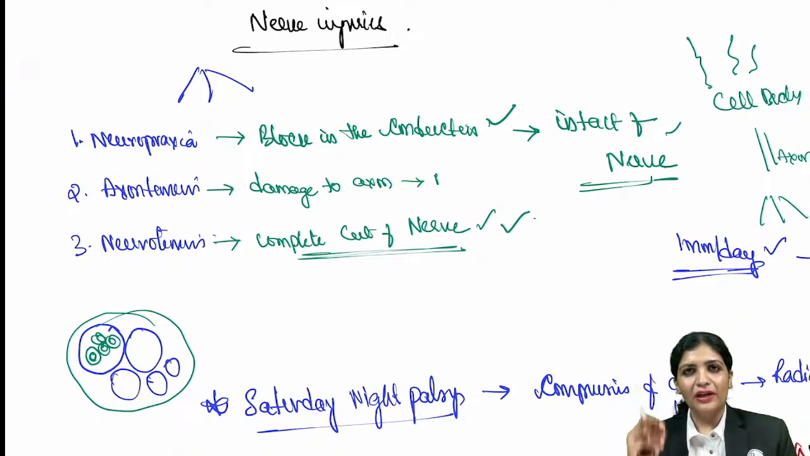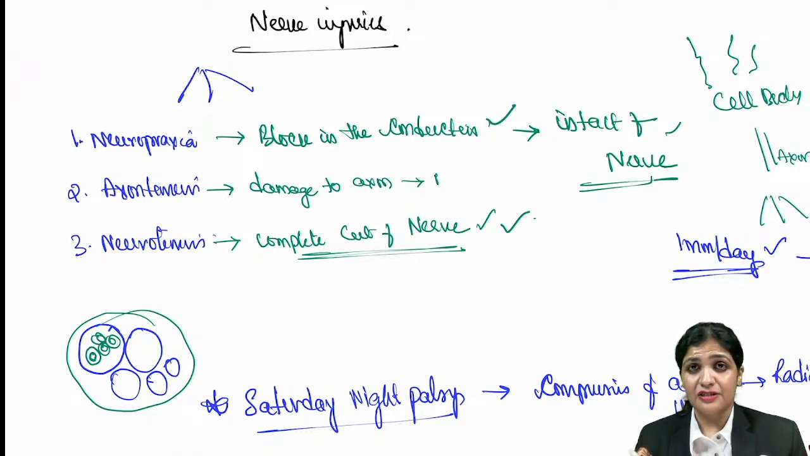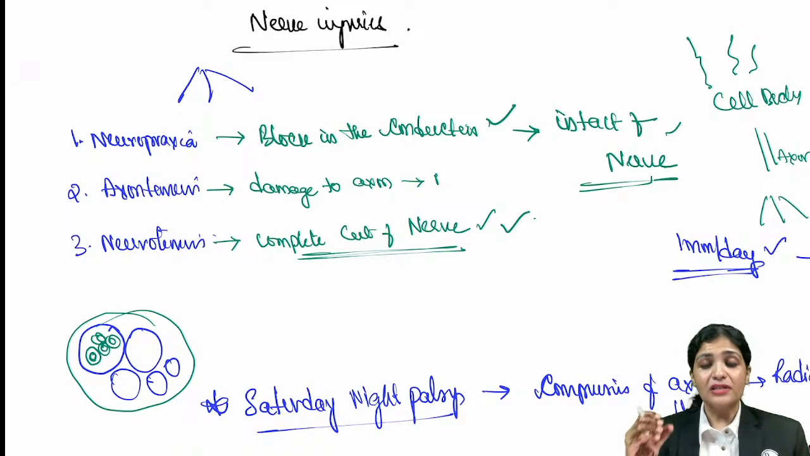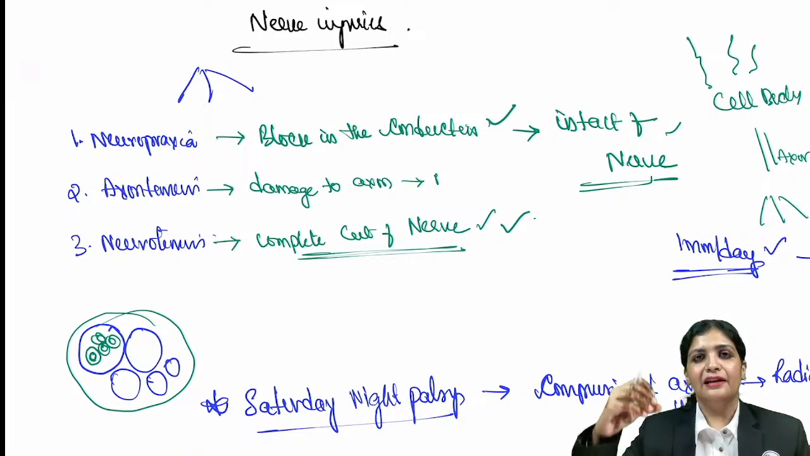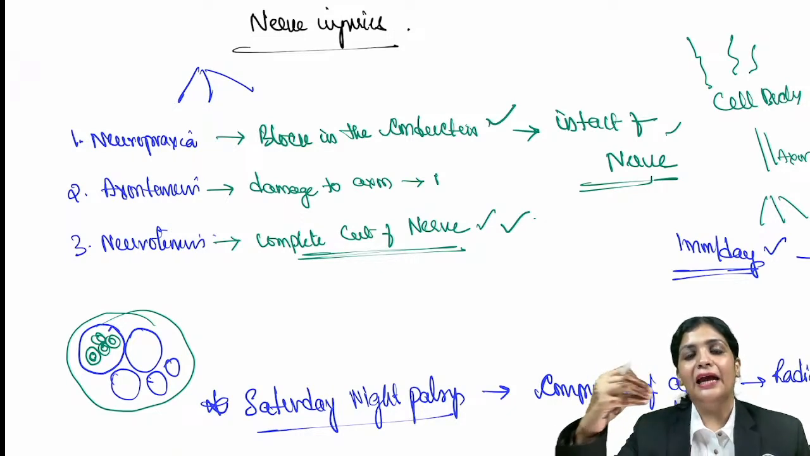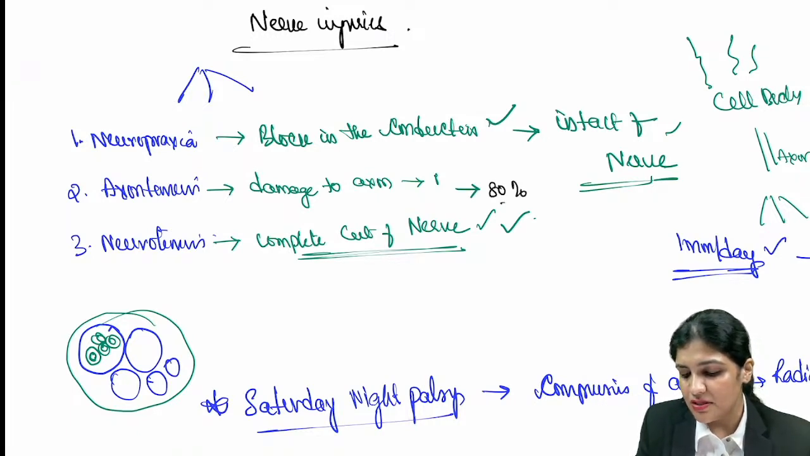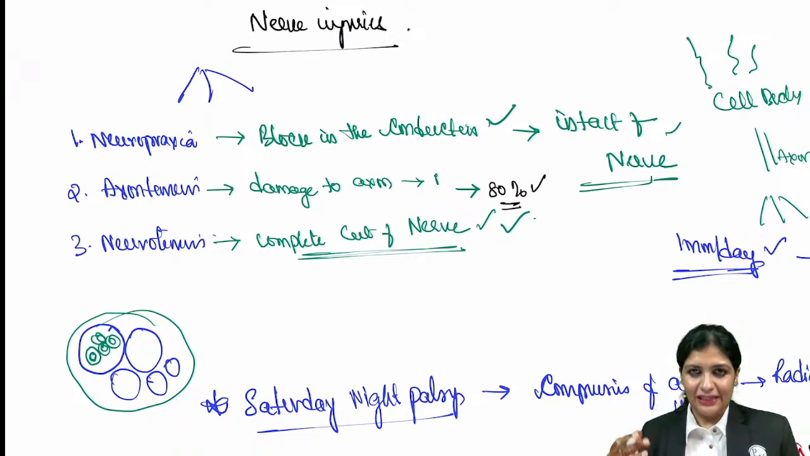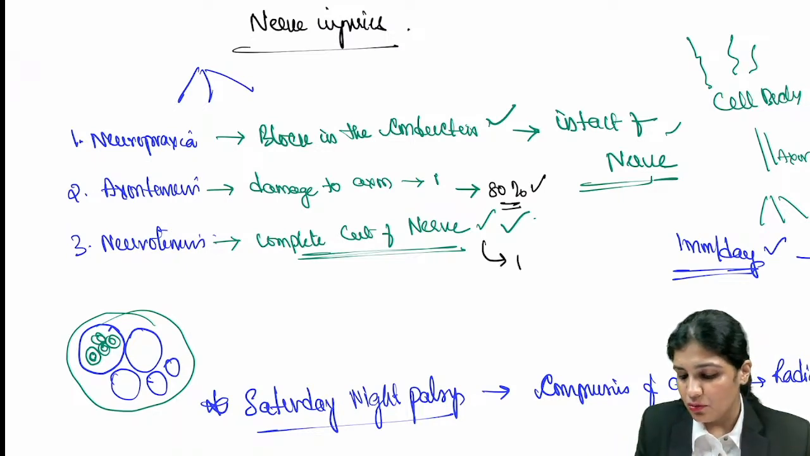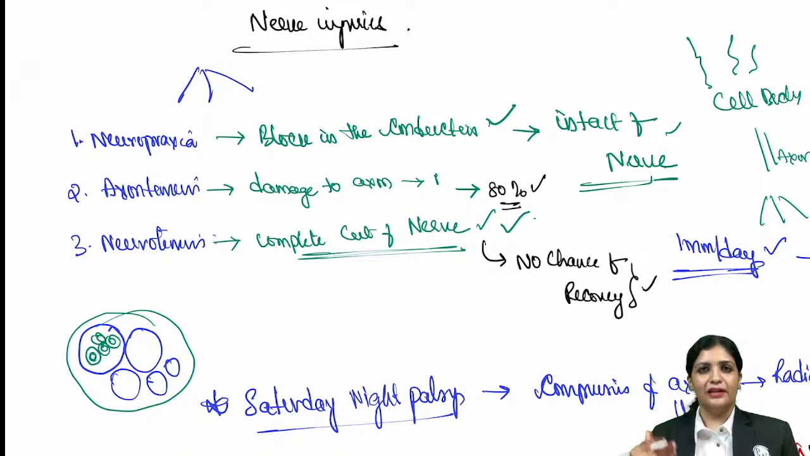Whenever there is only damage to the axon sheath or the axon as such, it is called axonotmesis. Because there are still intact nerve layers, with the epineurium and perineurium still intact, the recovery in axonotmesis could be somewhere around 80%, right? So you can still see the recovery. But in neurotmesis, there is no chance of recovery, and the patient should always land up with nerve repair or tendon transfers.